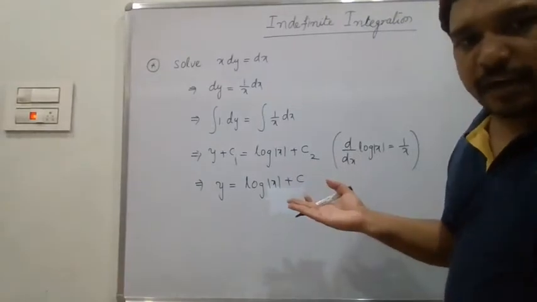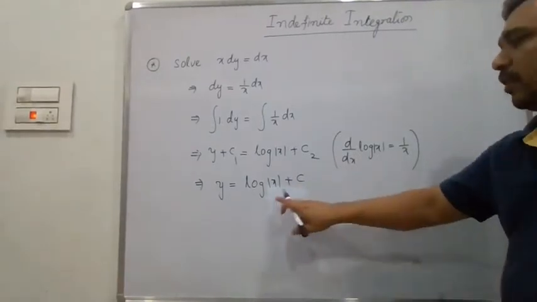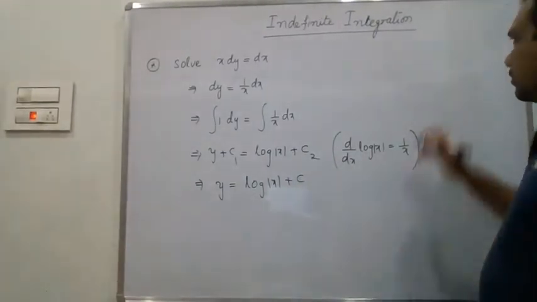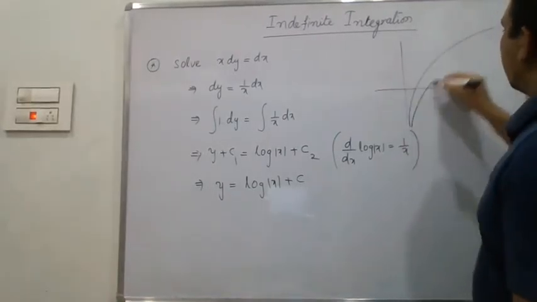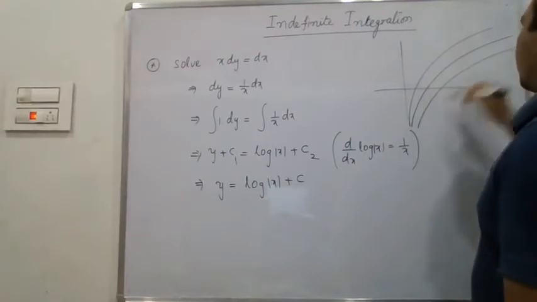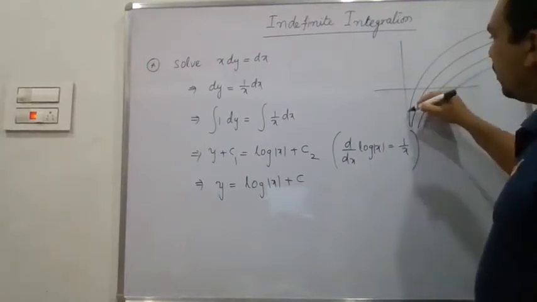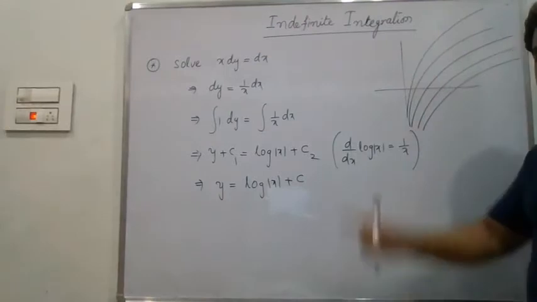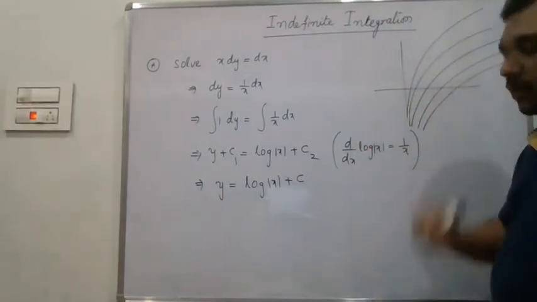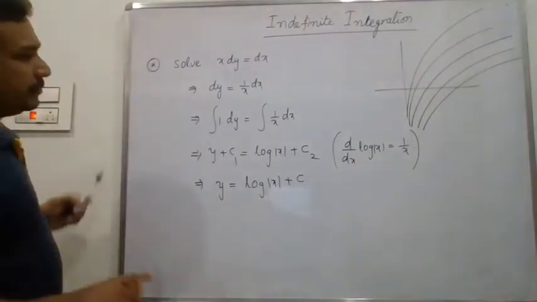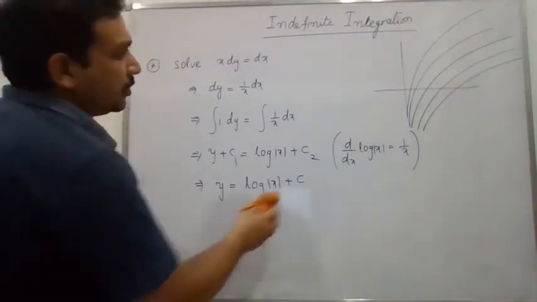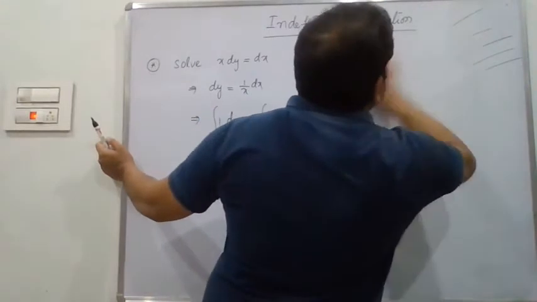If you want to see the graphs of all this log of mod x plus c, you can draw all those like this. This is log x. This is log of x plus c1, log of x plus c2, log of x plus c3, log of x plus c4. So all these are the parallel graphs of log of mod x plus c. Clear? Next. So go for the next question.